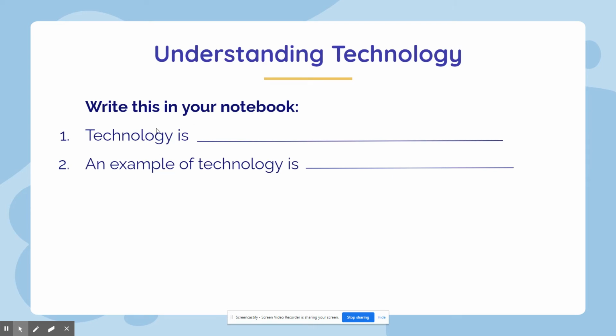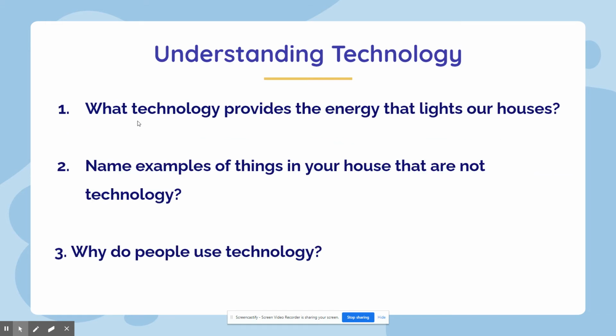And this is really important because you need to write this in your notebook. You're going to write number one, technology is, and then a blank, and we're going to discuss this in class. Eventually you will write the definition of technology. And then you're going to write in your notebook number two, an example of technology is, and then you're going to write an example of technology. It's important for you to have this in your notebook because it's going to help you understand what technology is, what it does, how it can help people, how it can make our lives easier. And we have other questions as well that we're going to answer in class.